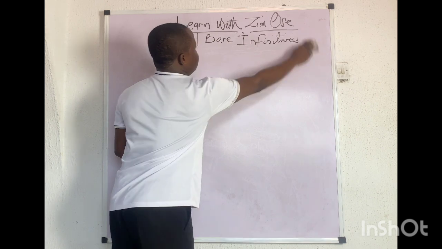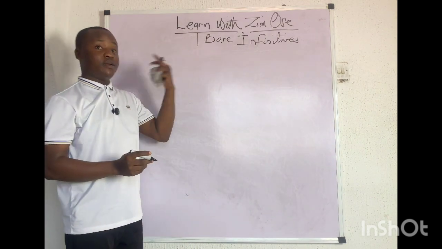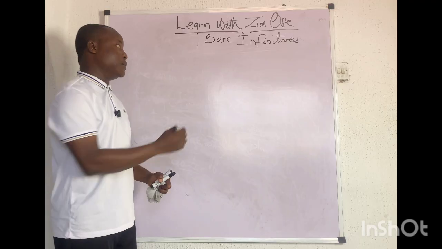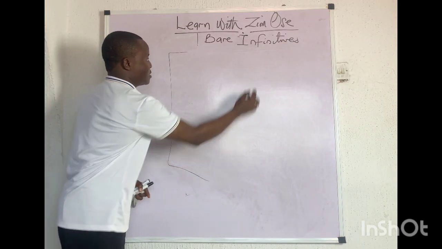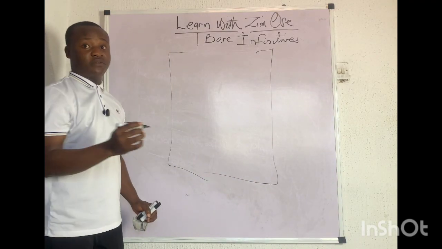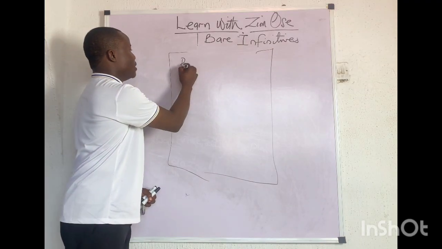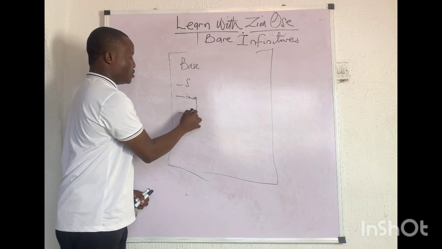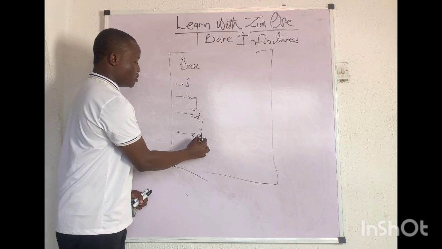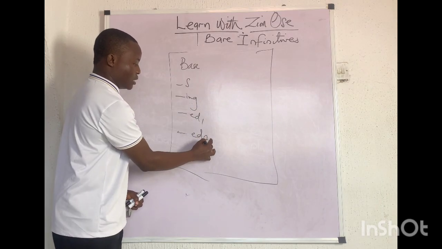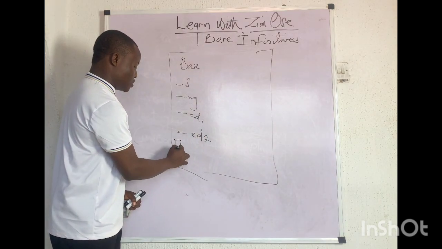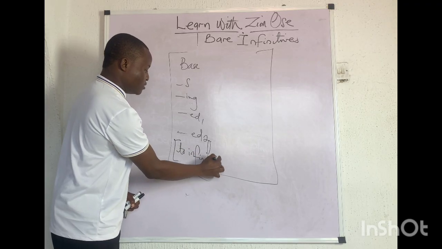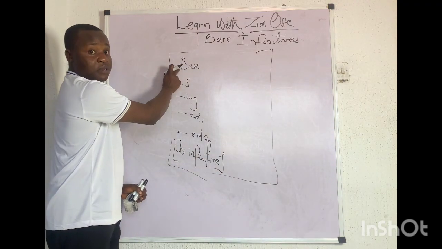Quickly, let's analyze this. The topic here is bare infinitive. Bare infinitive is a form of the verb. The English language has five inflectional forms of the lexical verb, which are base, then we have s, we have ing, we have ed1, ed2. All of these are inflectional. And then there is a last group, which is always added by some grammarians, which is the to infinitive. To infinitive is to plus base verb.